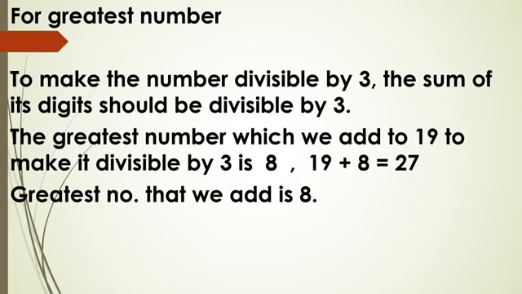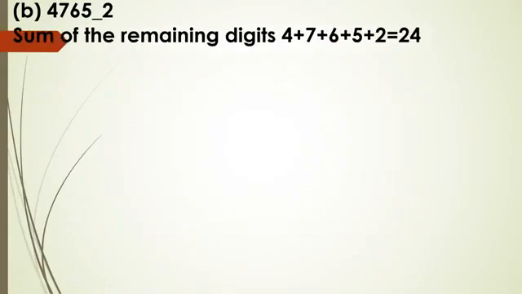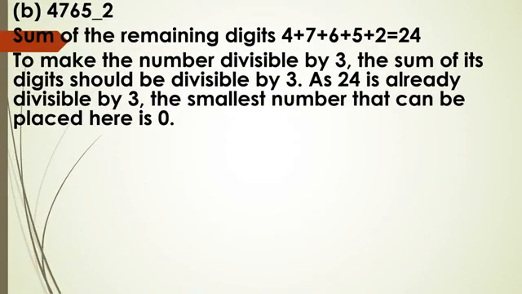Same is the B part. First of all, find out the sum of all the remaining digits. It is 24. What is the smallest number that we can add in this to make it divisible? We can see that 24 is already divisible by 3. 3 8s are 24. That means there is no need to add anything. So 0 is the smallest number.